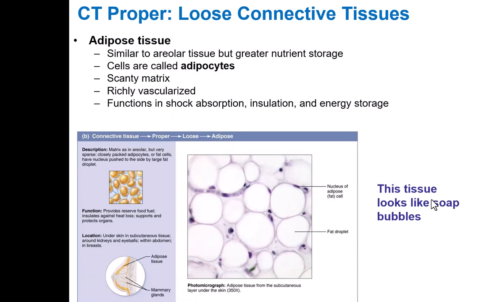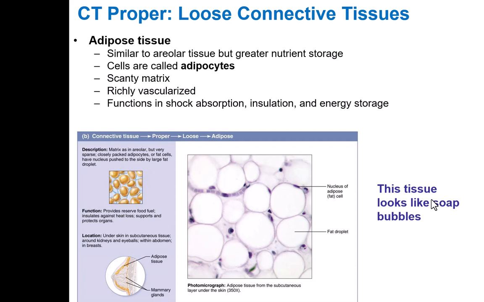Another one of these loose connective tissues is adipose tissue. This is a tissue that you should be able to identify immediately. You shouldn't even have to think about whether or not this is an epithelial tissue, a connective tissue, a muscle tissue, or nervous tissue. This is one of those where it's a very distinct looking tissue, and you should just know it right off the bat.